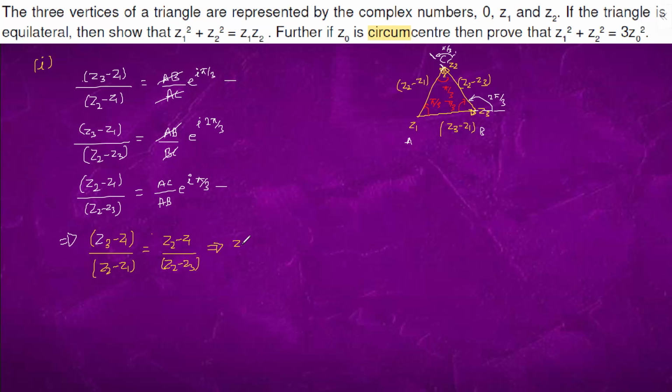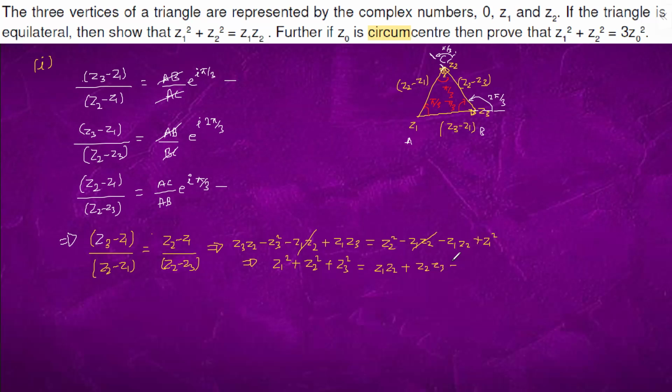This will simply go as z3 z2 minus z3 whole square minus z1 z2 plus z1 z3, on this side z2 whole square minus z1 z2 minus z1 z2, okay, plus z1 whole square. So one z1 z2 is cancelled. This is what: z1 square plus z2 square plus z3 square equals z1 z2 plus z2 z3 plus z3 z1.